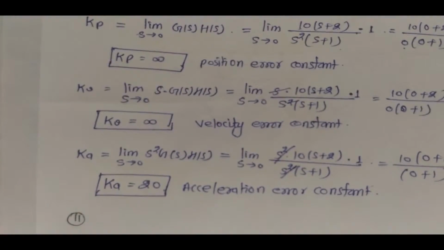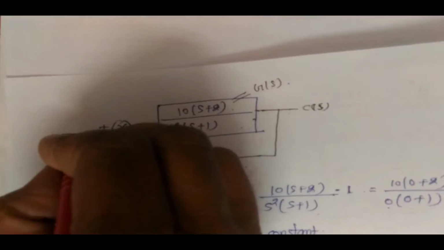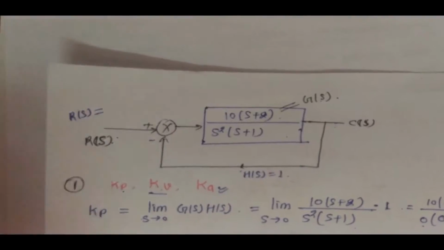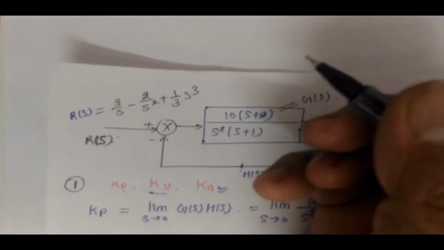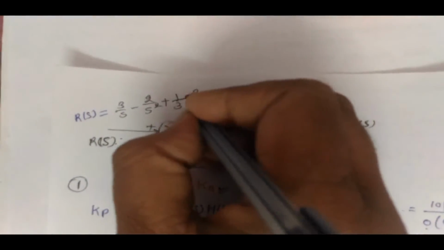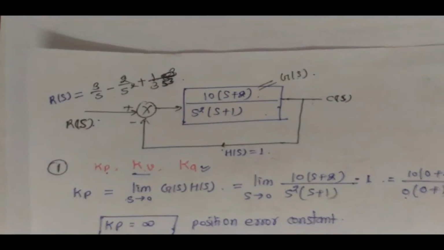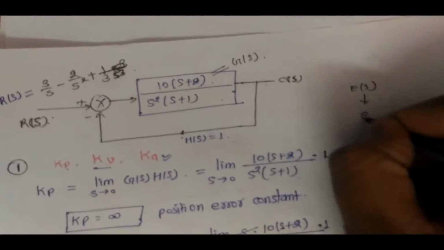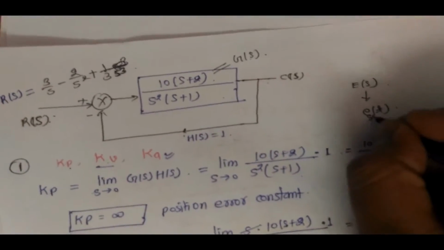Now the next part of the question: if the input R(s) is 3 over s minus 2 over s² plus 1 over 3s³, then what is the static error e(s)? We have to find the steady state error, the Laplace inverse of e(t).